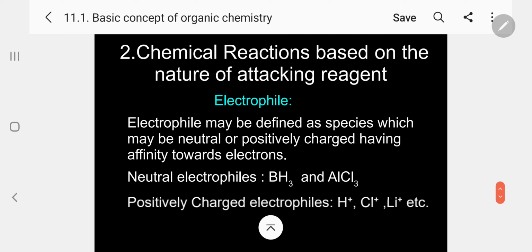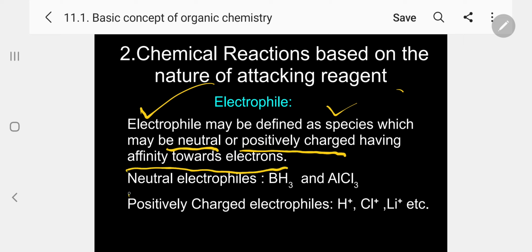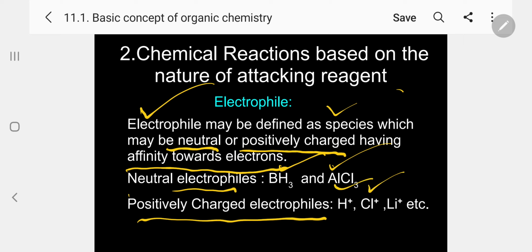Now, how to define an electrophile? An electrophile may be defined as a species which may be neutral or positively charged, having affinity towards electrons. Neutral electrophile examples: boron and aluminum chloride. All the boron family compounds will be electrophiles. Positively charged electrophiles: H plus, Cl plus, lithium plus, all plus will again be electrophiles. So it may be neutral or positively charged.